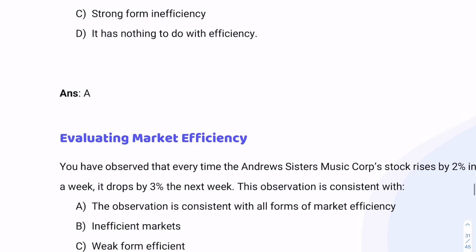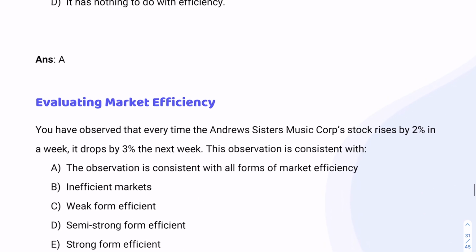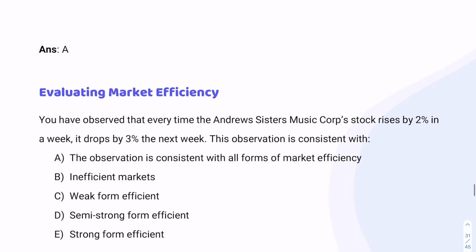So let's look at the next question. This one's pretty cool as well. We're telling you that you have observed that every time the Andrew Sisters Music Corp stock rises by 2% in a week, it drops by 3% the next week. This observation is consistent with A, all forms of market efficiency, B, inefficient markets, weak form efficient markets, semi-strong form efficient markets, or strong form efficient markets.